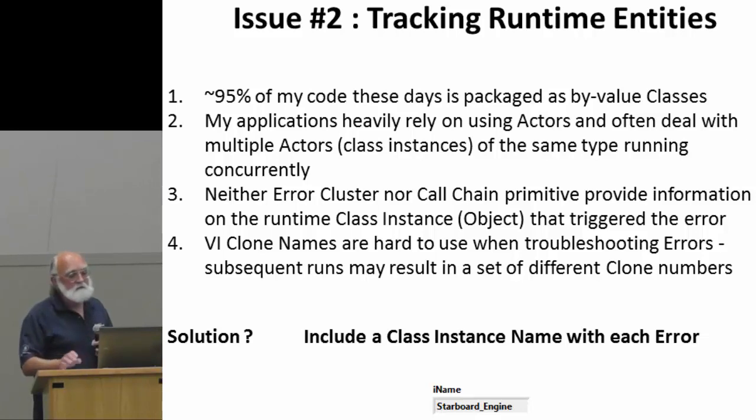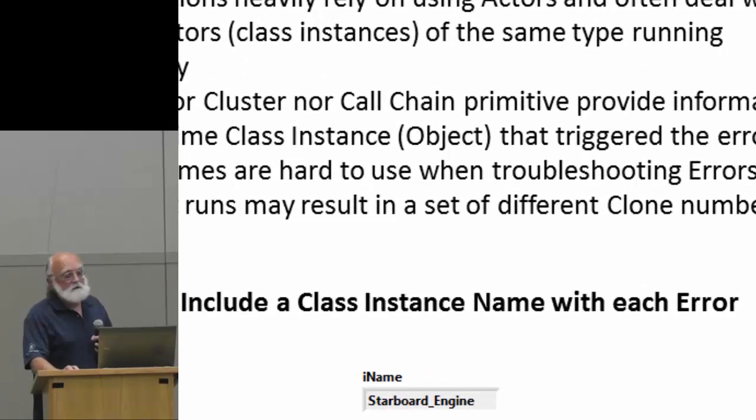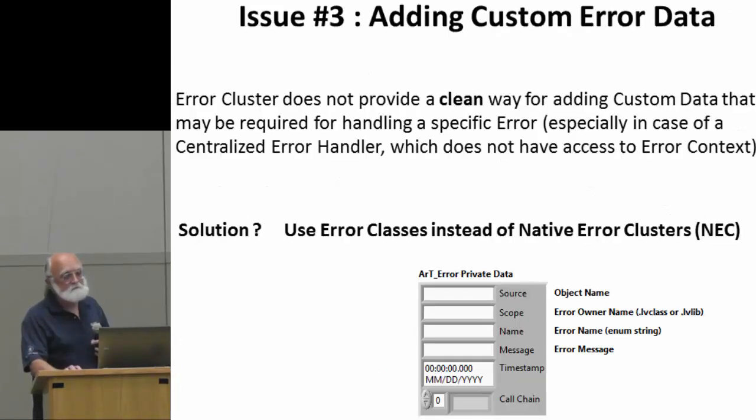Solution? You need some way to add the name of an object, of an instance of a class, to the error which you return for error processing. That's kind of obvious. You may add it by encoding it with a tag or some other way, but it's better to do it properly. It would make your life easier.